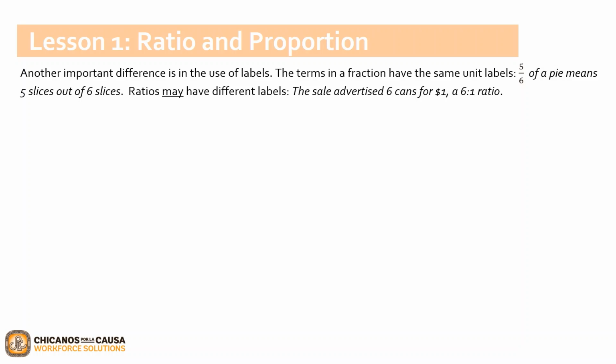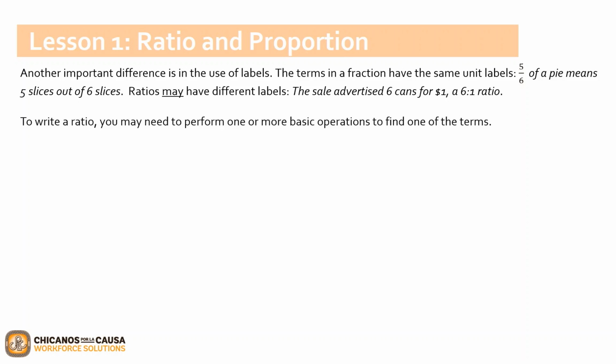Another important difference is in the use of labels. The terms in a fraction have the same unit labels, such as 5 over 6 in fraction form of a pie means 5 slices out of 6 slices. Ratios may have different labels, such as the sale advertised 6 cans for $1 or a 6:1 ratio. To write a ratio, you may need to perform one or more basic operations to find one of the terms.